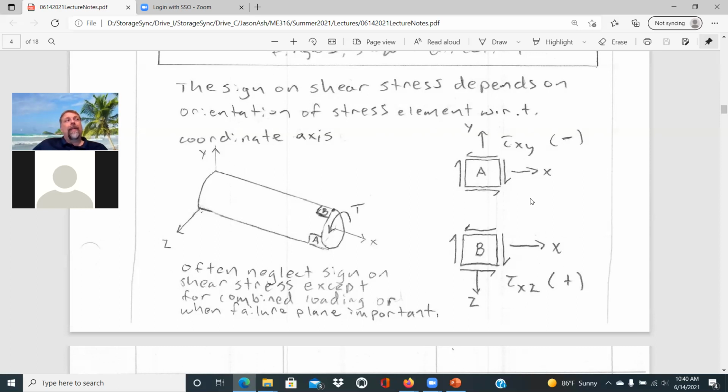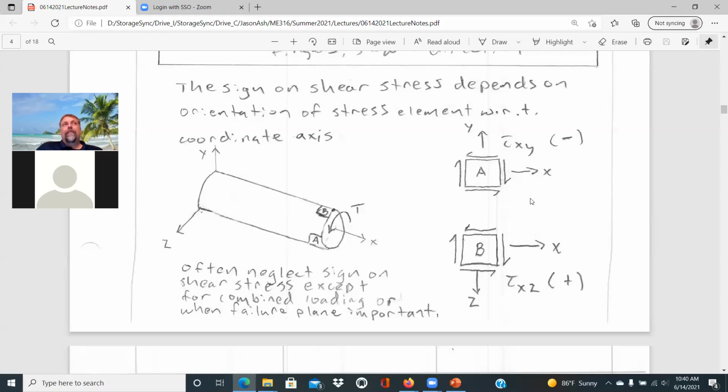This comes into play when we start looking at combined loadings, and we might have, say, both a torsional shear stress and a direct shear stress, or a transverse beam shear stress, all happening at the same point. We really need to know the correct signs on those to see if they sum together with their magnitudes or if they subtract with one another. And so it's good to learn this notation early on so that when we get to combined loadings, we can then combine those stresses properly.